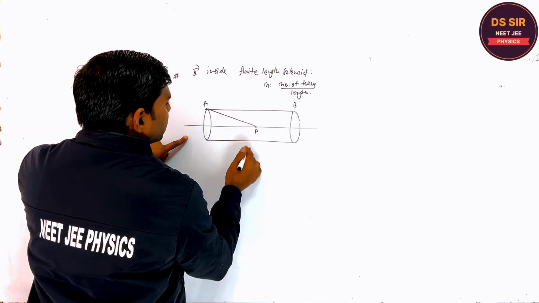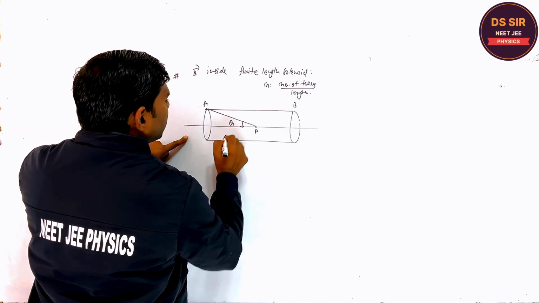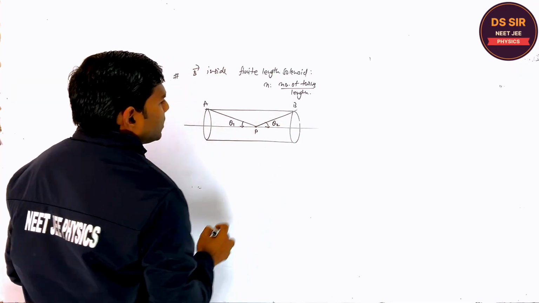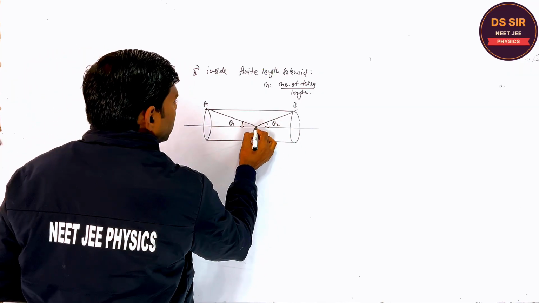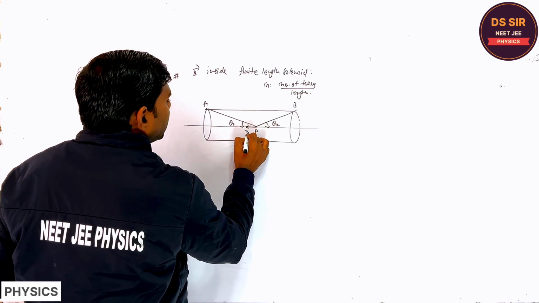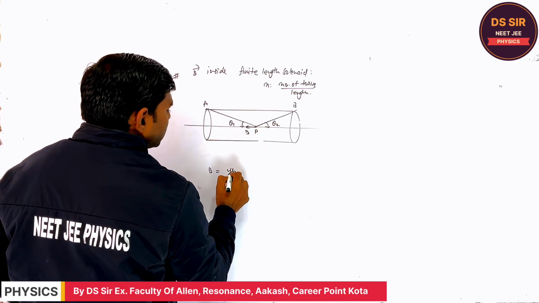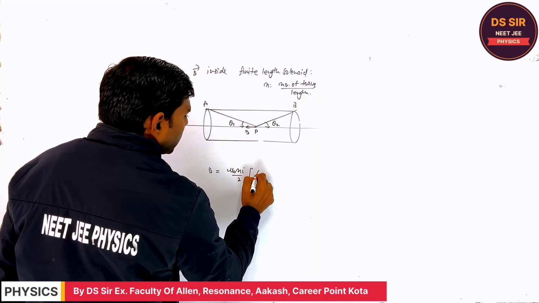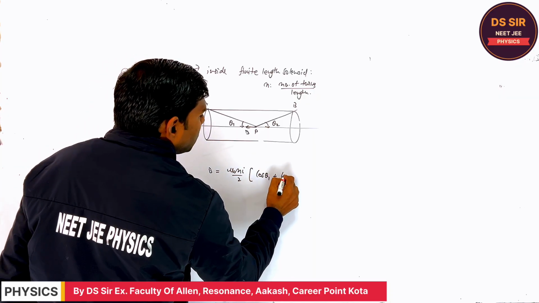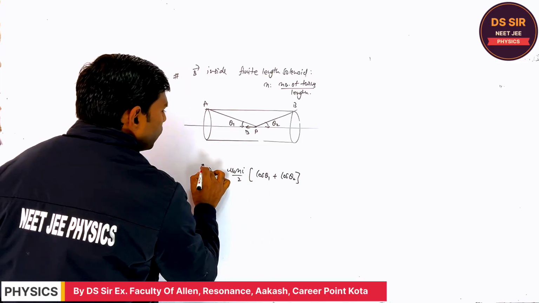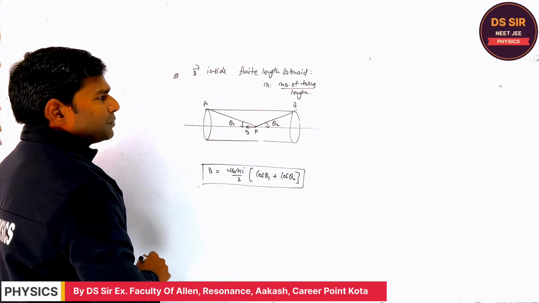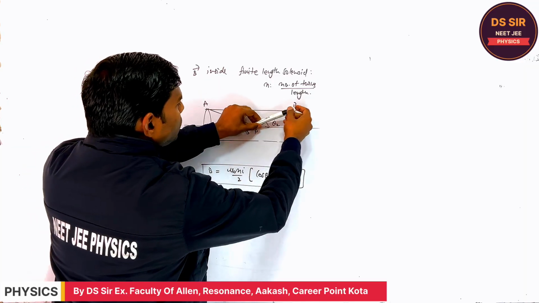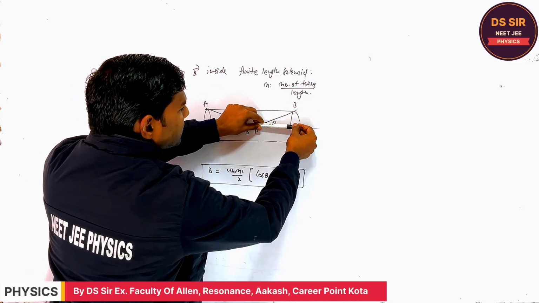At the end A, make angle theta 1 like this. At the end B, make angle theta 2 like this. Is it clear or not? So here the magnetic field B is written as mu naught Ni by 2 into (cos theta 1 plus cos theta 2). You will remember this. Theta 1 is the angle made like this, and theta 2 is the angle made by this line with the axis like this.